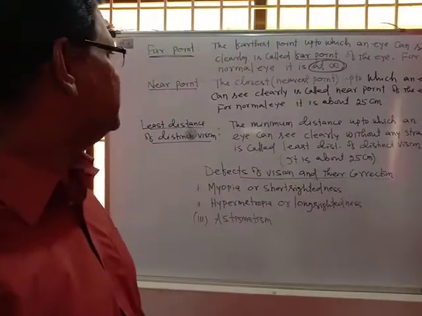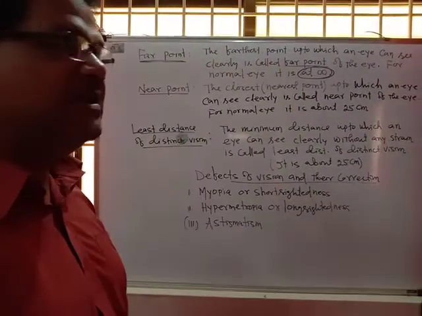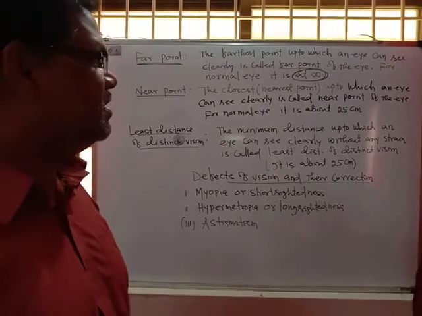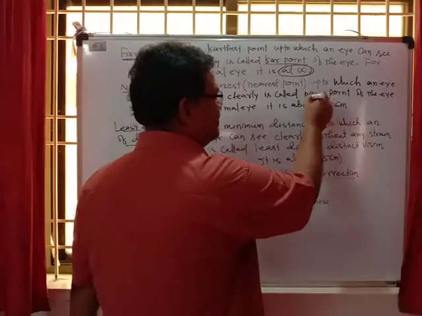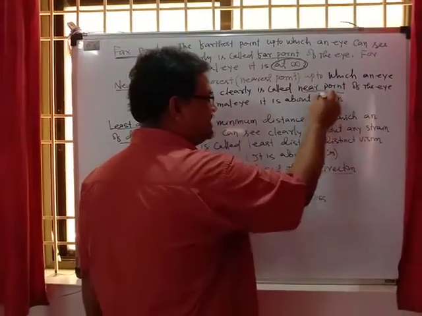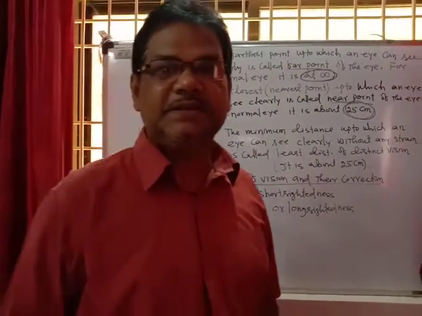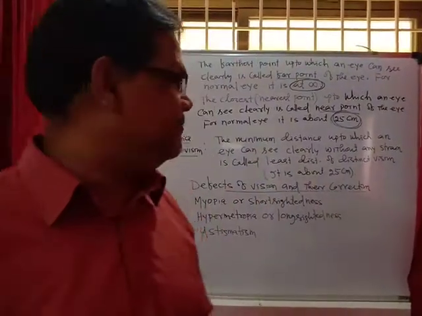What is the near point? The closest or nearest point up to which an eye can see clearly is called the near point. And for the normal eye, it is 25 centimeter. Up to 25 centimeter, a normal person can see the object clearly.